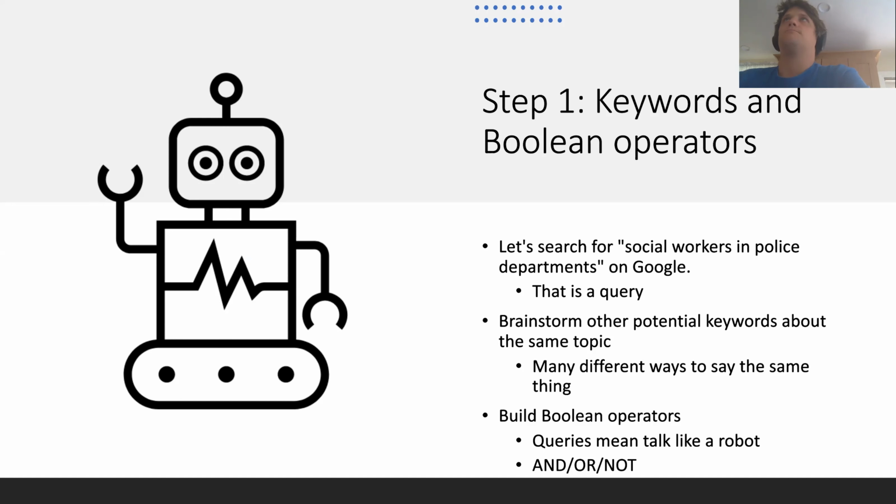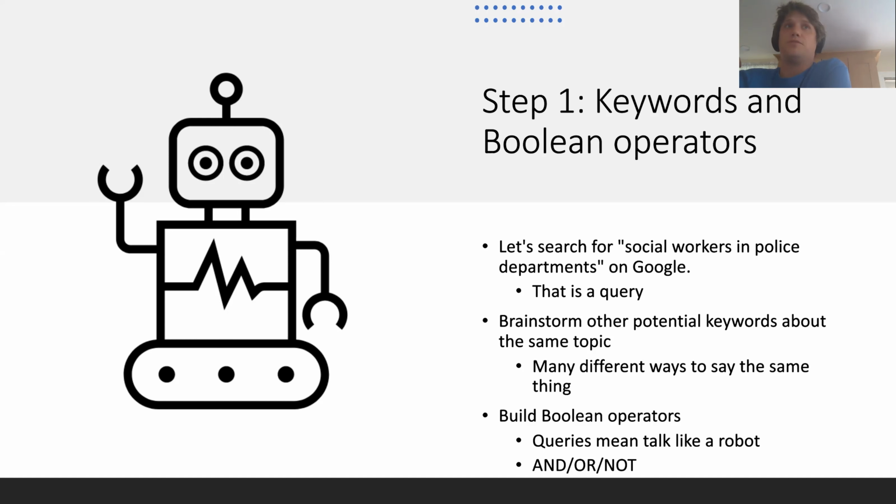If you are a person who asks questions to Google or whatever search engine you use, it is a good idea to get in the habit of instead just using keywords and to talk like a robot. So rather than searching for social workers in police departments, you might search for social work police departments or social workers and police. Try to brainstorm the many different ways to say the same thing. Instead of police departments, maybe you want to insert corrections officers or parole and probation, or instead of social workers, you might want to talk about human service workers or child welfare workers.